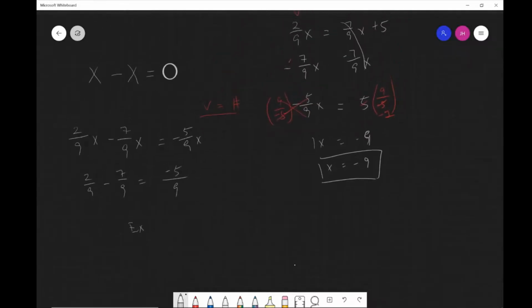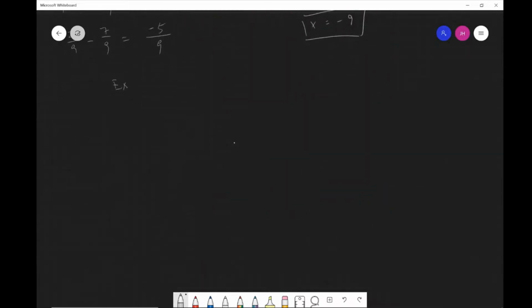Okay, now we come to question number 3, where we will apply distributions in the question as well. 3 parentheses x plus 2 minus x equal to 11. So what should we do? Well, there's a distribution here, so we should deal with that first. So distributions.